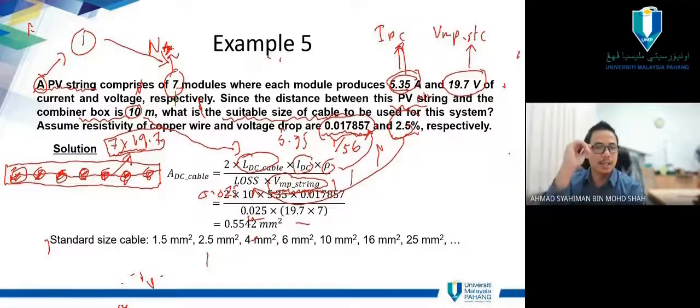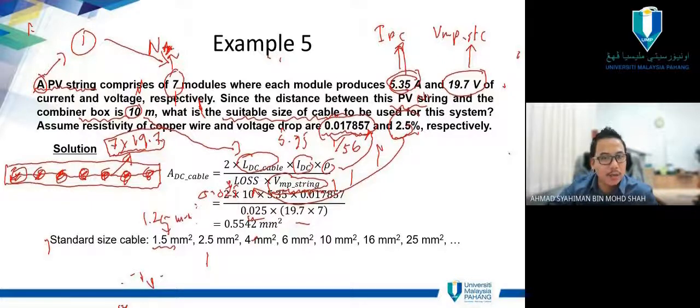However, standard size cable, ini yang memang standard awak dengar lah kan. Ada 1.25, ada 1.5, 2.5, 4, 6, 10, 16, 25. So, dekat sini, we need to choose the correct, suitable size of cable. The cross-sectional area that we have calculated, kita dapat 0.5542 millimeter square. However, we don't have this kind of cable in the market. Kita ada 1.5, 2.5, 4, 6, 10, 16 and 25. So which cable should we use? Sekarang kita calculate, we get 0.5542. Then, which cable kita should use?